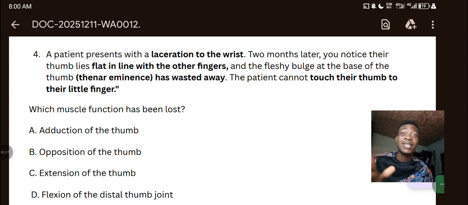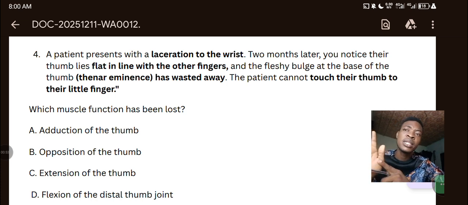In fact, if it is lying flat, there are some nerves that are intact, like the ulnar nerve, which causes adduction, and the extensor, which is supplied by the radial nerve, is also intact. But it means something has occurred to the median nerve. That's what I'm suspecting. Now, a fleshy bulge at the base of the thumb has wasted away.